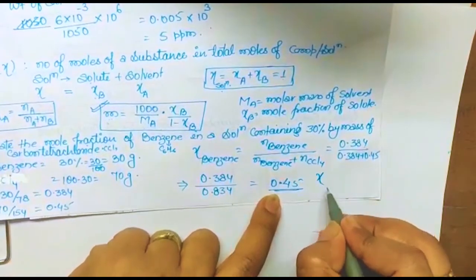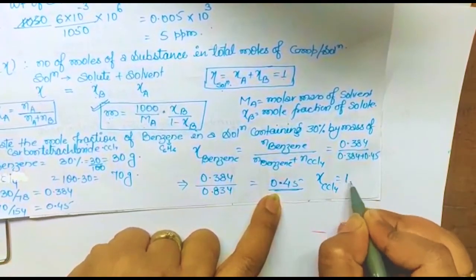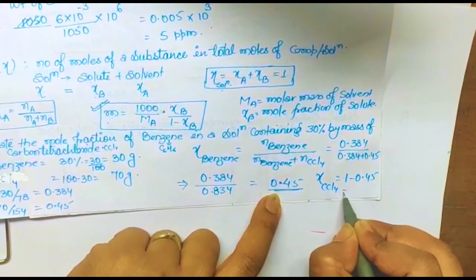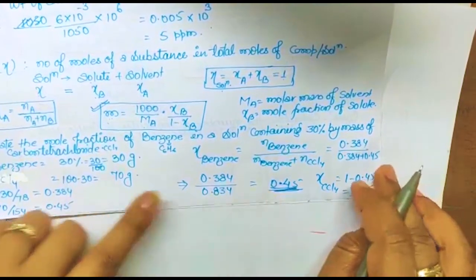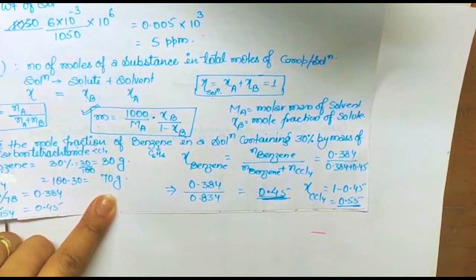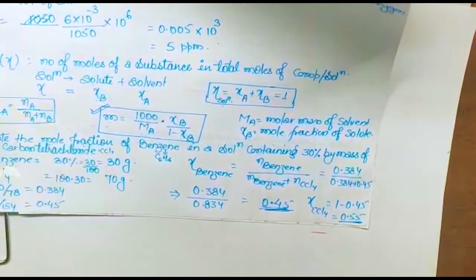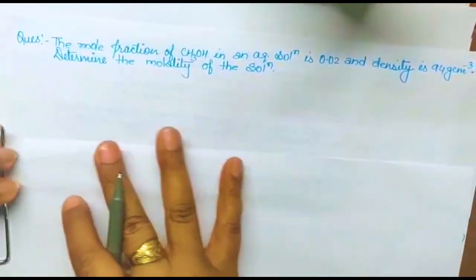So what will be the mole fraction of CCl4? 1 minus 0.45, that means 0.55. Clear? Any doubt in this? One and last question of this mole fraction, and we'll start the next topic next class. So this is the mole fraction.